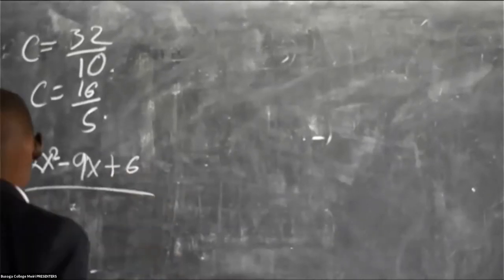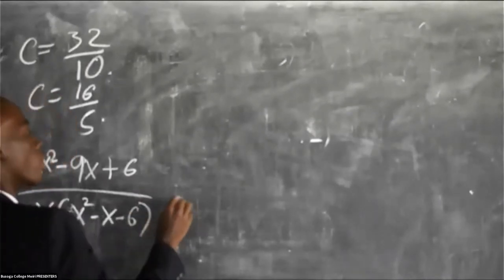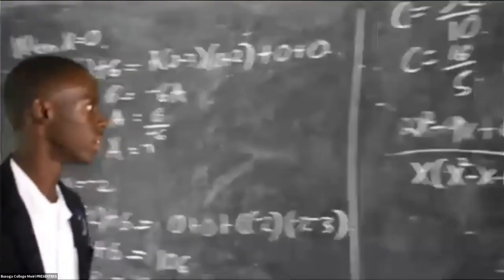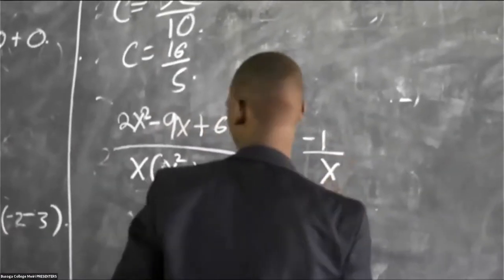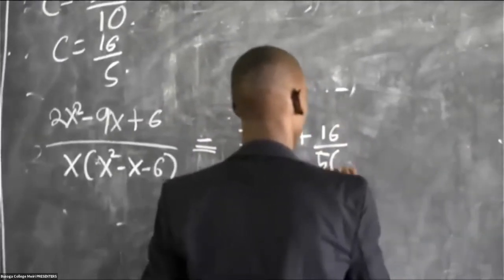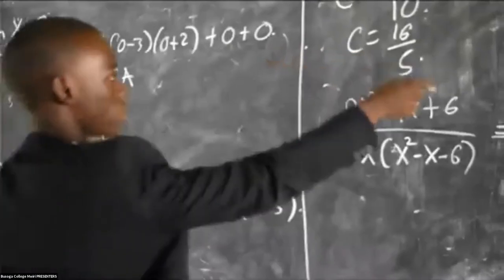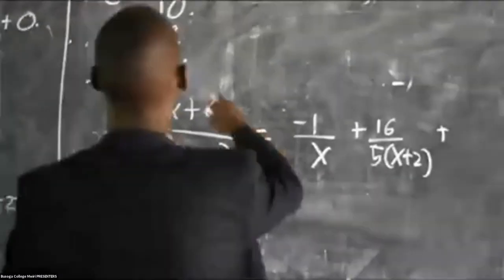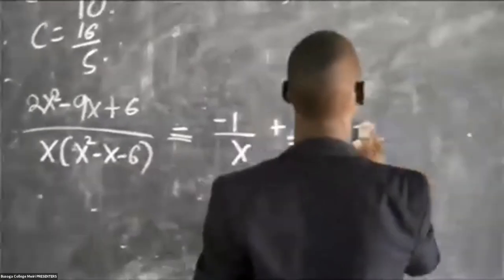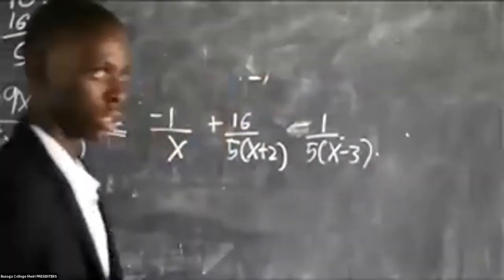plus 6 out of x into x squared minus x minus 6 in the form of partial fractions is equivalent to, we begin with our A. A was negative 1, negative 1 out of x. B is 16 out of 5, plus 16 out of 5 into x plus 2. Then plus C, where our C is 16 out of 5, so from here, plus 2 for the C. Then the other one was minus 1 out of 5 into x minus 3.